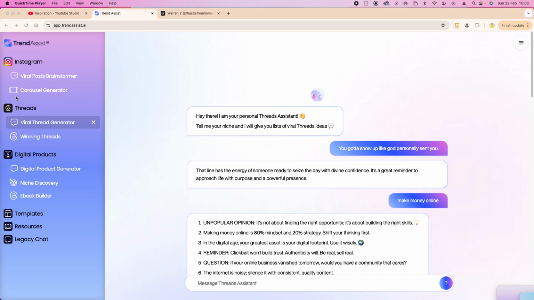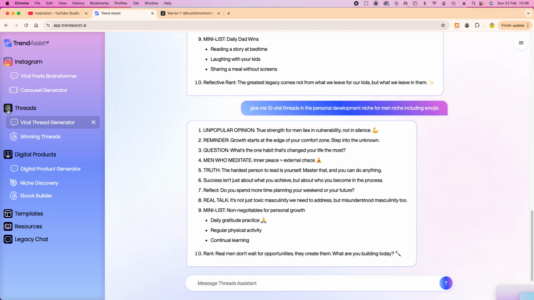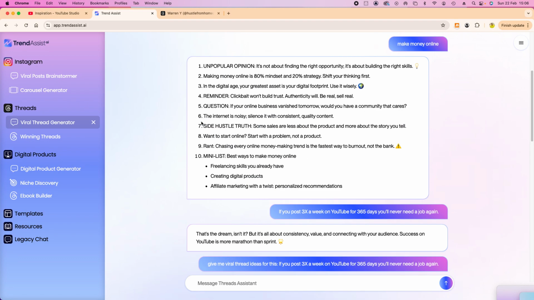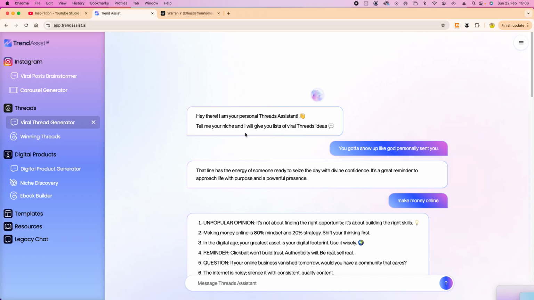Okay, so we're going to start on the thread. I've literally just bought the 7 day free trial. If it looks good in the next 7 days, I'll keep it. First of all, the thing that catches my eye is this thread section here. This is the Threads viral generator. It says, hi, I'm your personal assistant. Tell me your niche and I will give you a list of viral threads.